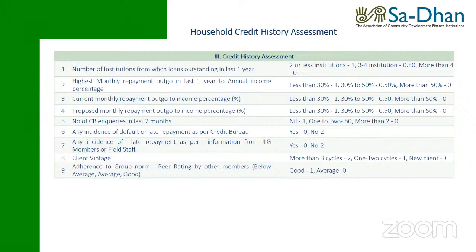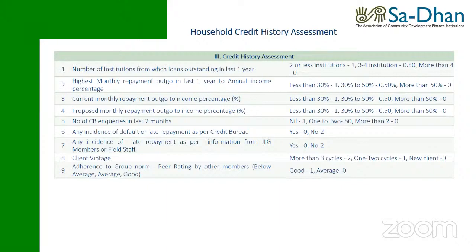And lastly, adherence to the group norms. So what do the group members think about that particular member's adherence to the group norms, whether it's good or average? What do they think? It can be given as good, average, and even below average, and it can also be given 0.5, good one, maybe average, below average. So these three scales can be given. Accordingly, a weightage can be assessed.